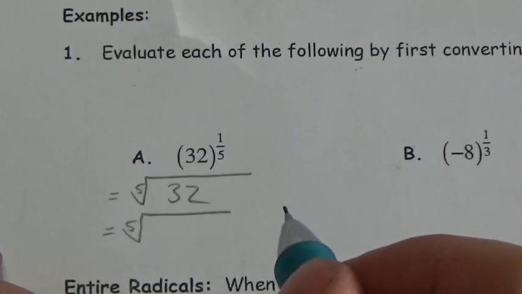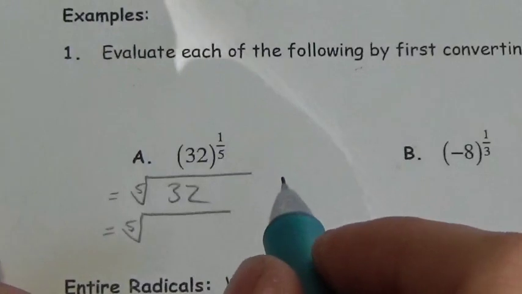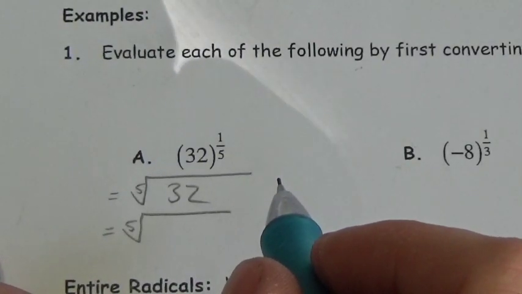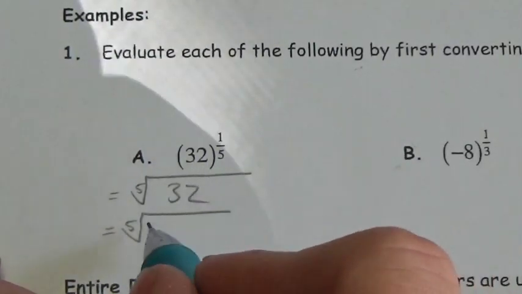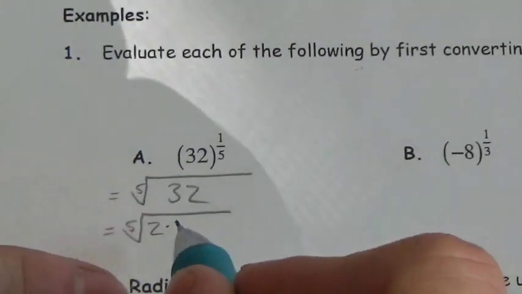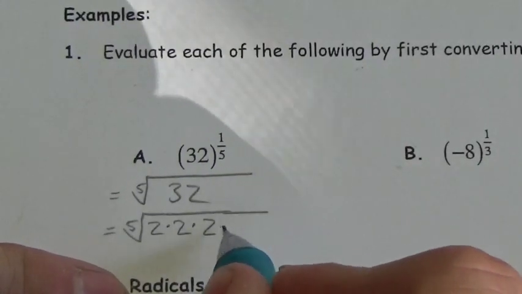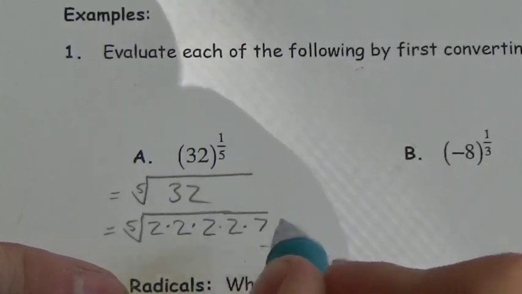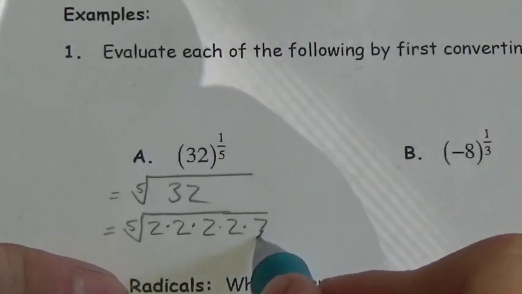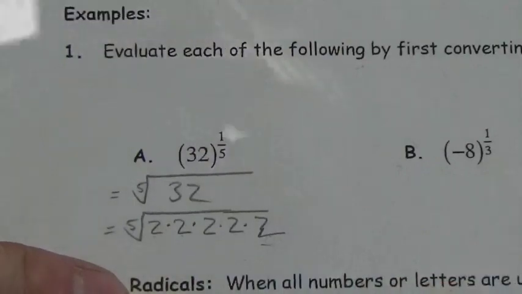Now this is a skill that you should have mastered in a previous course here. So 32, think about it, the first prime factor that I would test in there is 2, and I take 32 divided by 2, I'm left with 16. 16 divided by 2 leaves me with 8. 8 divided by 2 leaves me with 4. 4 divided by 2 leaves me with a 2 here. So 32 is actually 2 times 2 times 2 times 2 times 2. There are 5 2's here.